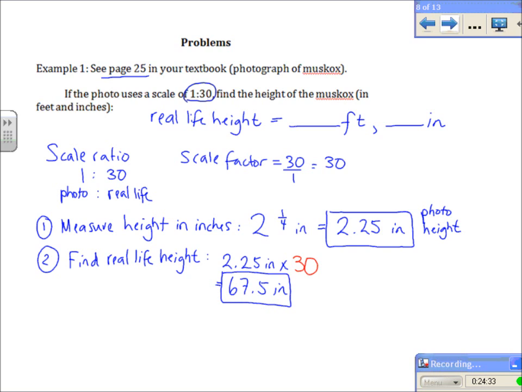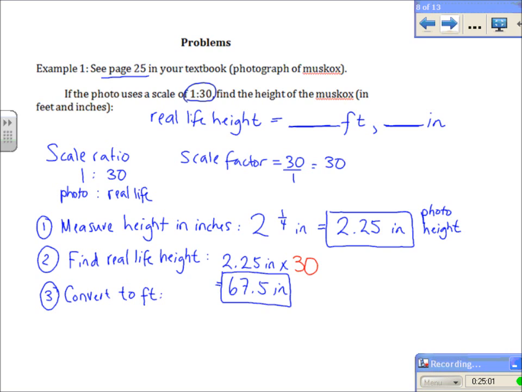So the first step here was just to figure out how big the muskox is in the photo, and the second step was to apply the scale factor. Okay, so I multiplied it by my scale factor. There's my answer. That answer is in inches. I'd like to express this answer in whole feet and then in inches. So what I'm going to do is convert to feet.